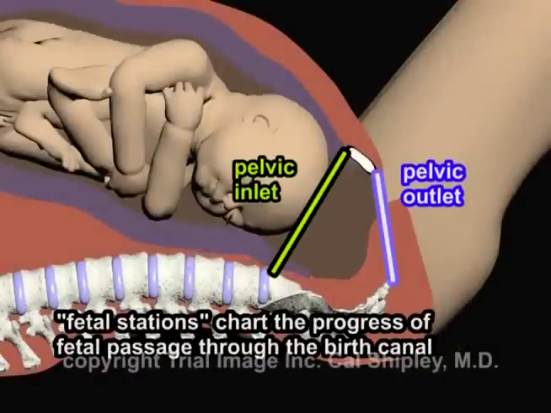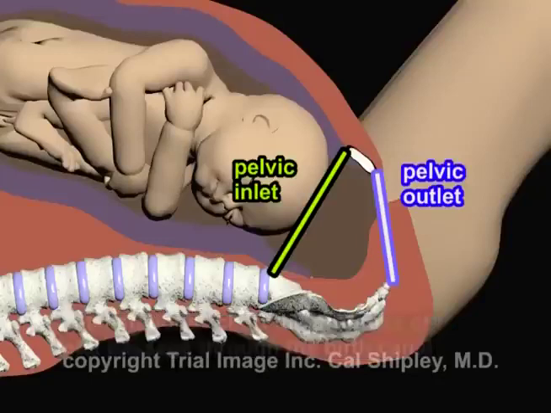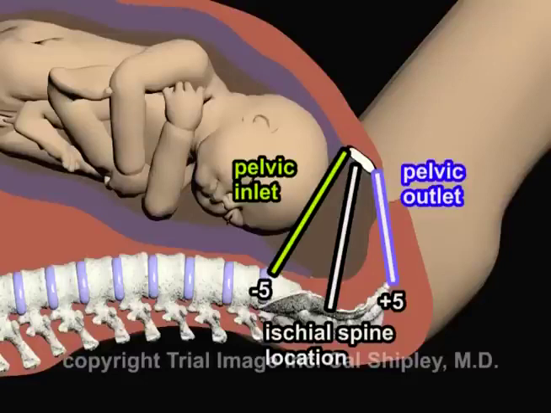In order to chart the position of the fetus as it moves through the birth canal, a system of fetal stations was devised many years ago and is still in use today. There are some variations, but the most commonly used fetal station system today assigns a value of -5 to the pelvic inlet and a value of +5 to the pelvic outlet. Located approximately halfway between the pelvic inlet and the pelvic outlet are the ischial spines of the maternal pelvis.